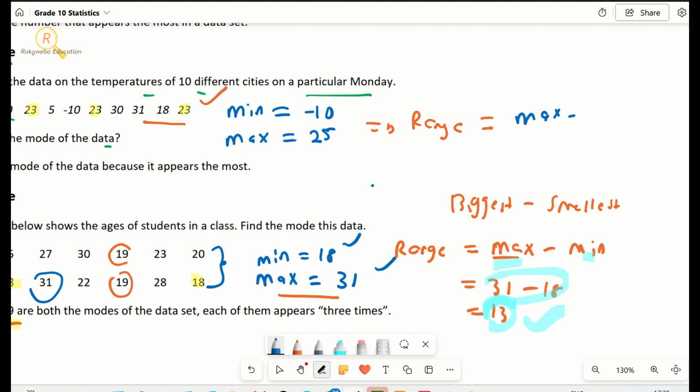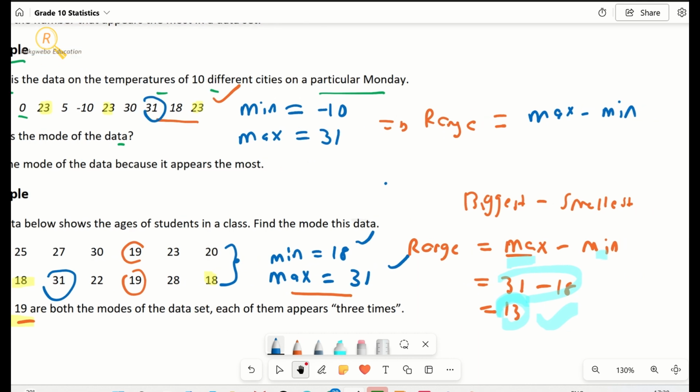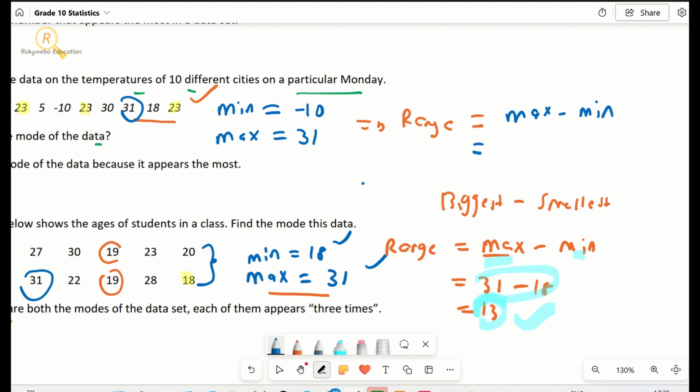Max minus minimum. Yes, ma'am? Here, ne? Sir, 31, sir. My apologies. 31 is the maximum number. I made a mistake. Yeah, sharp. So we're writing the range now. The range is obviously 31.